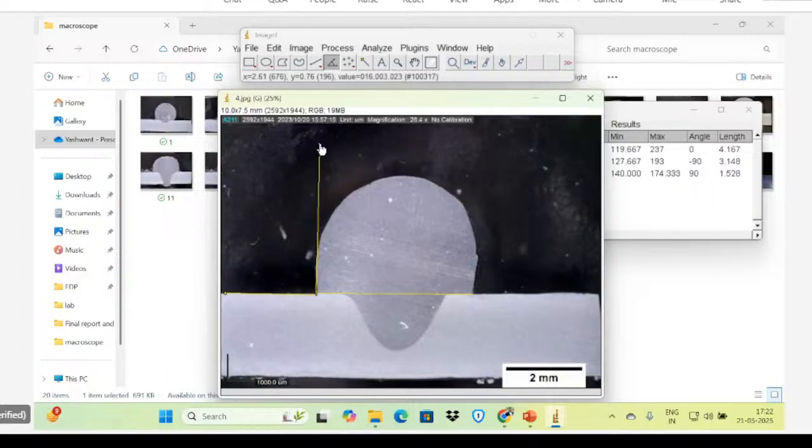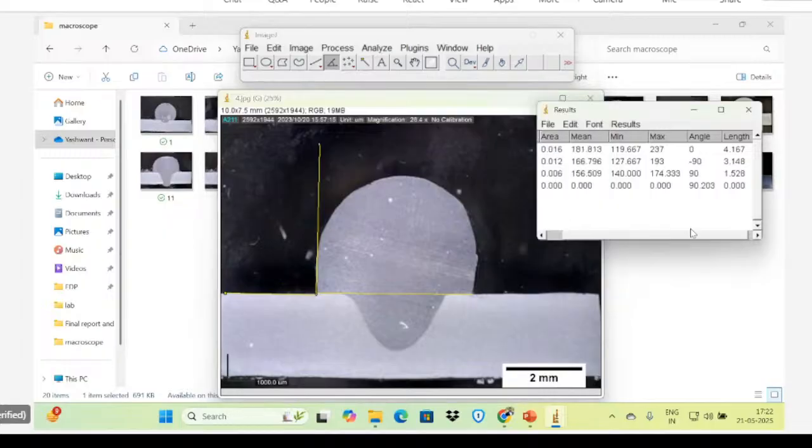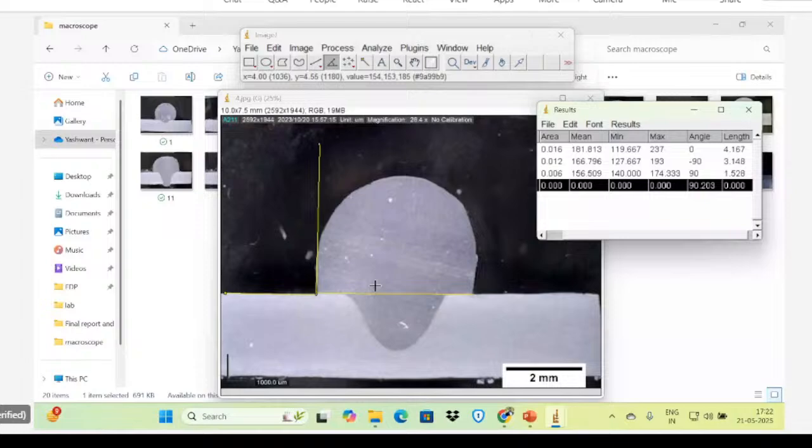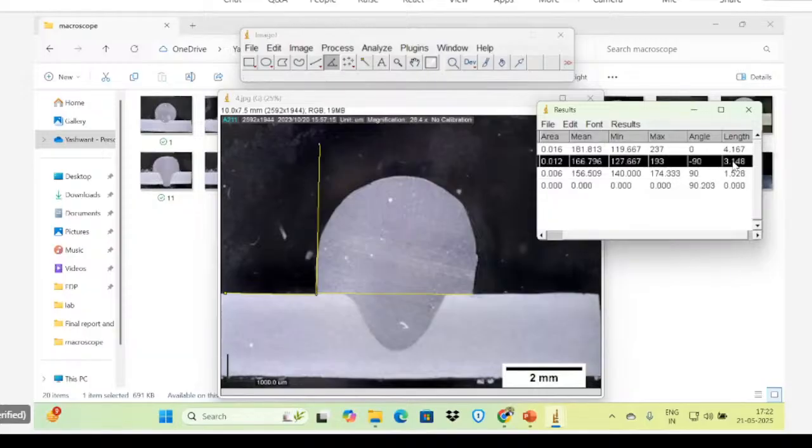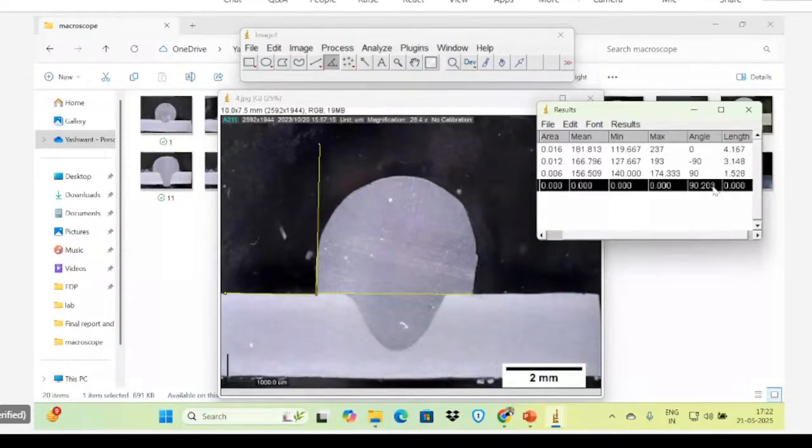Then Control M again we have to put. So angle is showing as 90.203 degrees. So this is the angle from the outside, or you can subtract it from 180 degrees. You can get this angle, or we can measure from this angle. So both are contact angles. So this is the fourth parameter. So this is the weld width, reinforcement height, penetration depth, and this is the contact angle.